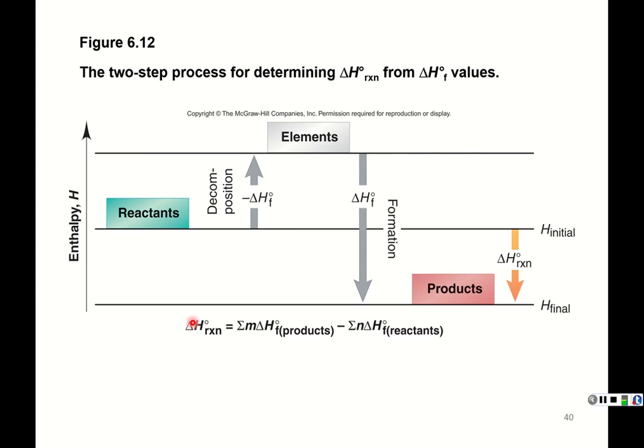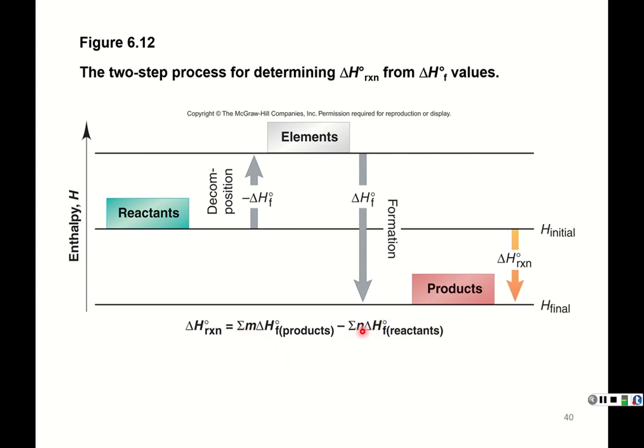So mathematically, we can represent this. The delta H of reaction is really what we're concerned with, going from reactants to products. But if we can't measure that directly, what we can do is look up these values, delta H of formation, for the reactants and for the products. We can look those up in a table, and then we use this equation. It's just going to be the sum of delta H of formation of the products minus the sum of delta H of formation of the reactants. Remember, deltas are products minus reactants, or final minus initial. That holds true here.